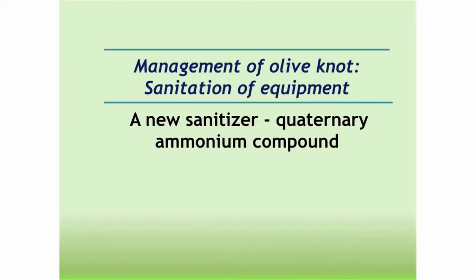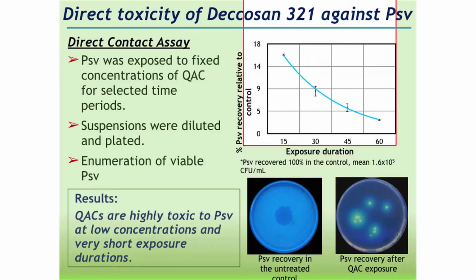So let's go over some things that we just came up with. This was recently registered just this past year in April. We came up with a new sanitizer called quaternary ammonium compounds. These are used in the mills already to surface sterilize equipment so that you don't have to worry about bacterial contamination between lots or when leaves are brought in. In between, you can sanitize the equipment and keep bacterial populations very low.